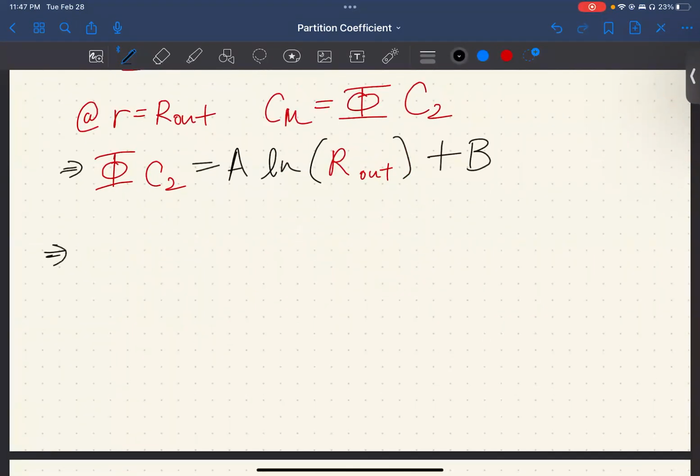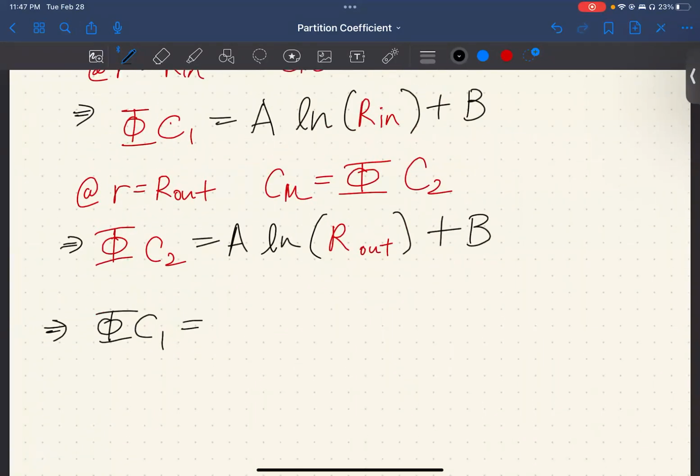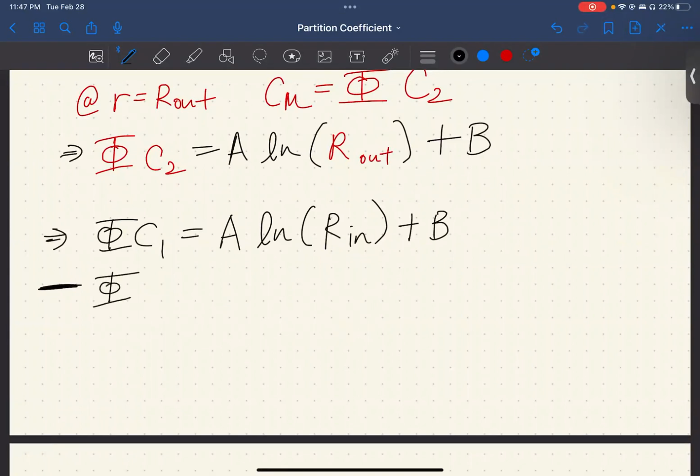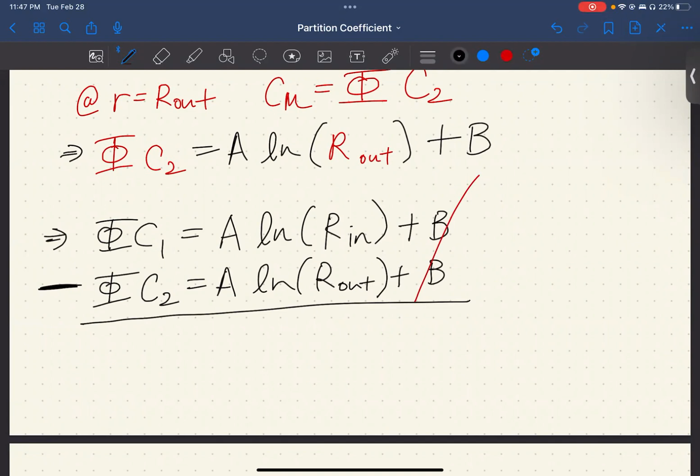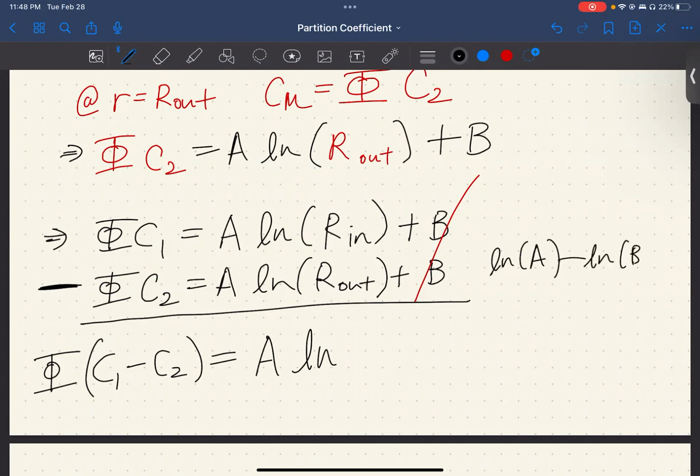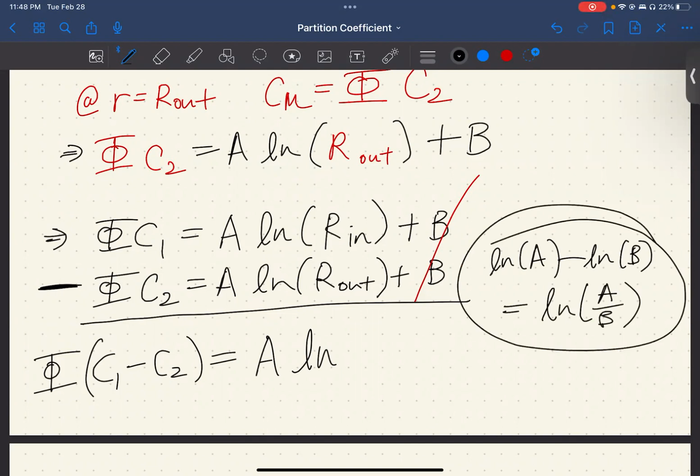So I'll write that out again. We have partition coefficient times C1, I'm just going to copy it from above, is equal to A natural log r in plus B, and then minus this entire expression, A natural log r out plus B. And we know B minus B is 0. Then we have the partition coefficient, we can pull that out: partition coefficient times C1 minus partition coefficient times C2 is equal to, now here we can pull out the A, A natural log r in minus A natural log r out. So we can pull out the A, then we have natural log r in minus natural log r out. We know by our log rules, ln A minus ln B is equal to ln of A divided by B. This is one we should know.